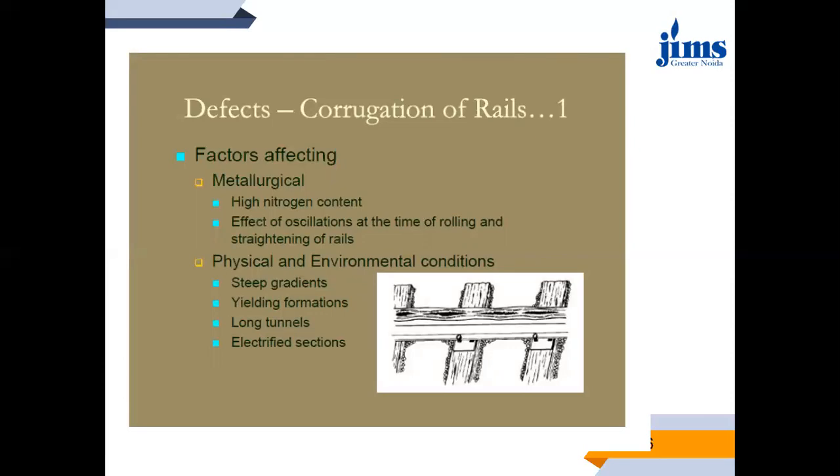So broadly classifying the factors, it can be classified into metallurgical, physical and environmental conditions. When we talk about metallurgical condition, high nitrogen content causes corrugation of the rails. Then the effect of oxidation at the time of rolling and straightening of the rails is also one of the causes of corrugation of the rails. Then when we talk about physical and environmental conditions, steep gradient, yielding formations, long tunnels, electrified sections, all these are responsible for corrugations of the rails in one or the other method.